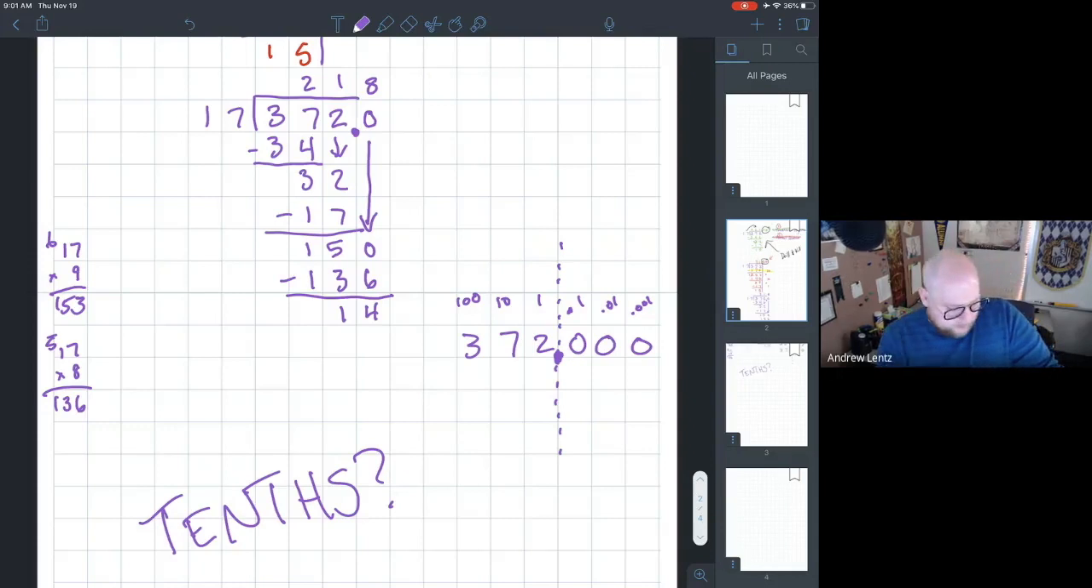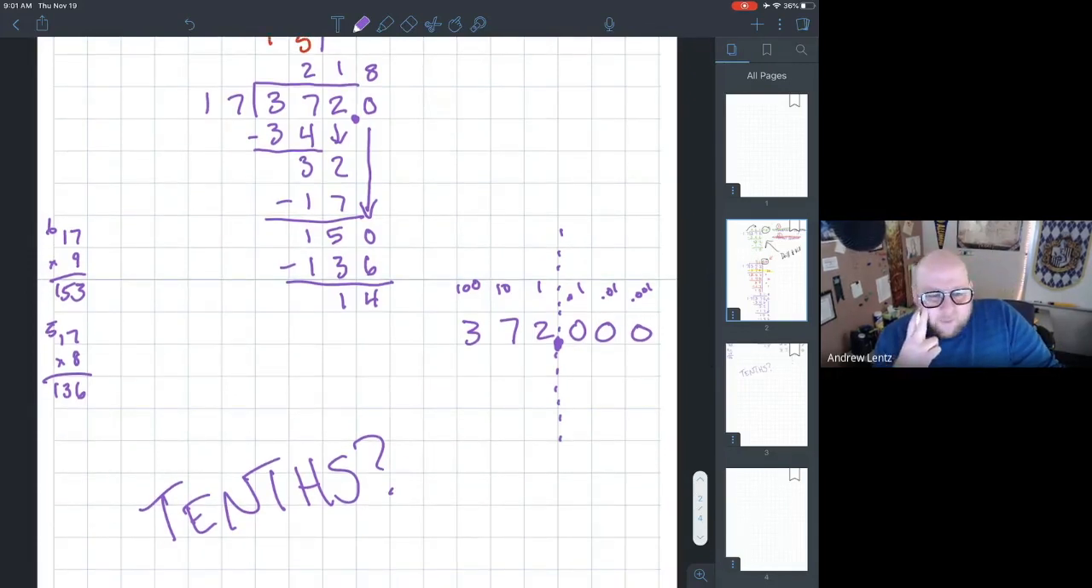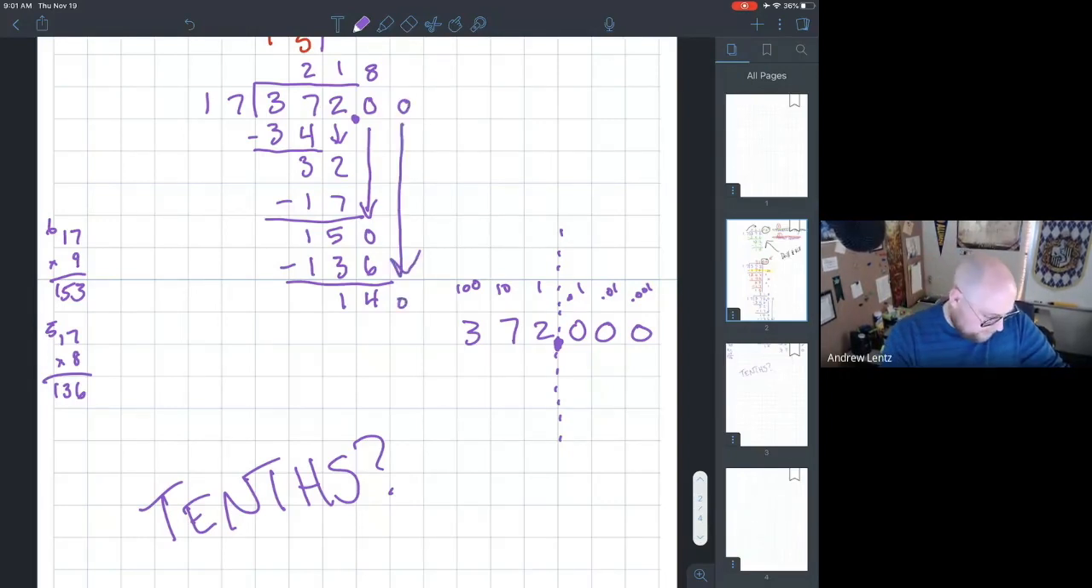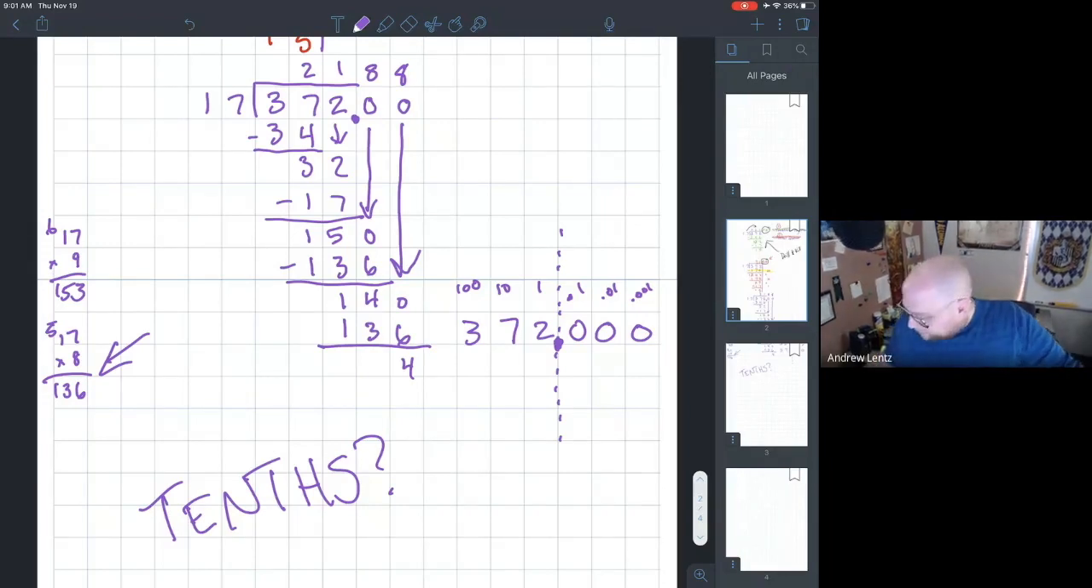Subtract 14. Oh, no. I didn't solve my problem. That's okay because I can add another 0. I add another 0. Look at this. That goes in 8 times, 136, because I'm using my little cheat sheet right here. Leaves me a remainder of 4. Do I know how far and how long this problem will go on? I do not. It goes on for a very long time.